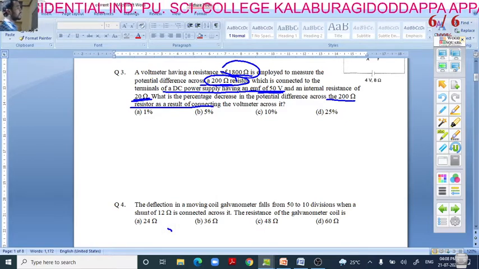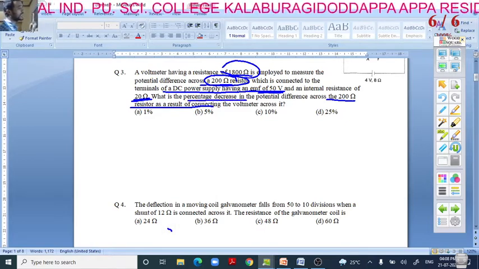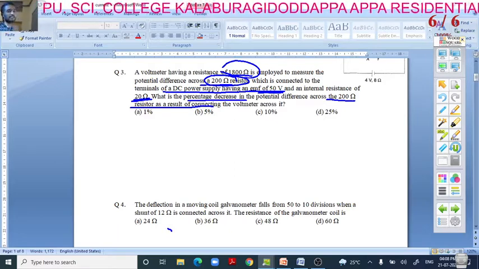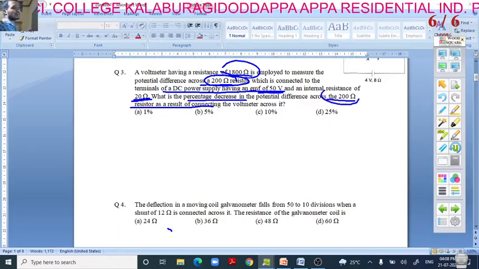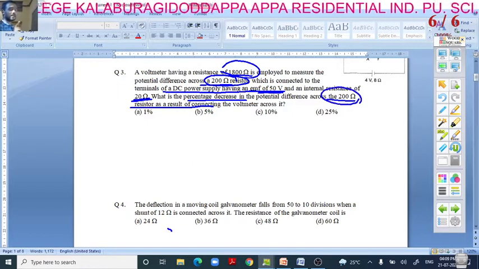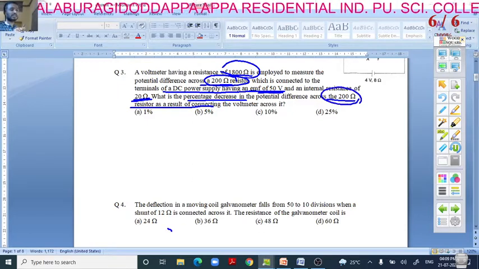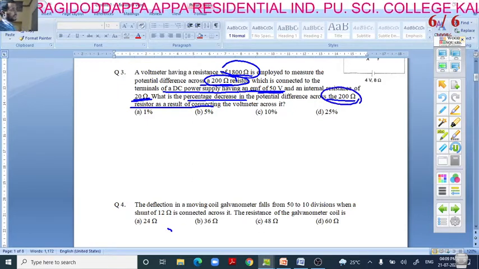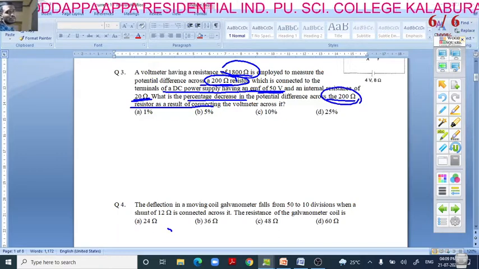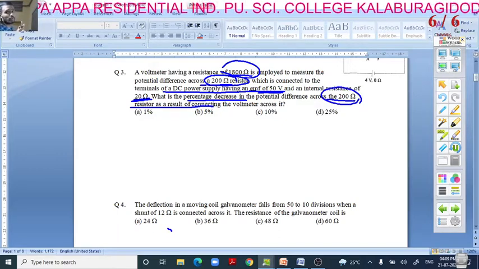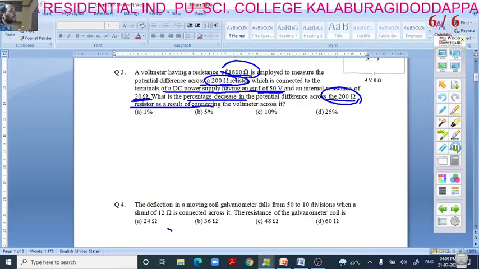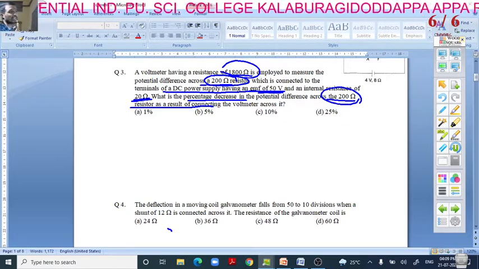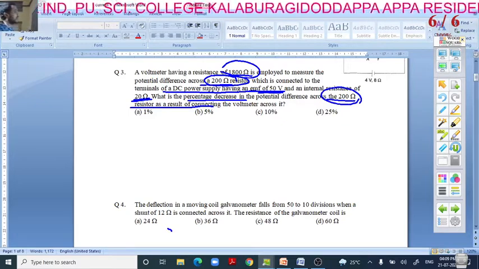So what he is asking is the percentage decrease in the potential difference across the 200 ohm resistor as a result of connecting the voltmeter across it. By connecting the voltmeter across the 200 ohm resistor, what is the percentage decrease in its potential difference, he is asking, right?